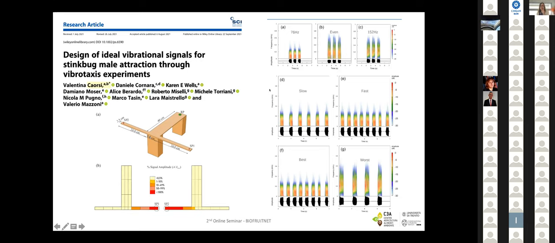Here on the right, you see different vibrational signals, all maybe identical to an expert eye, because they are all alterations of the FS2 signal of the female that I showed you before. However, the fundamental frequency and the dominant frequency were changed, as well as the distance between one signal and the next.